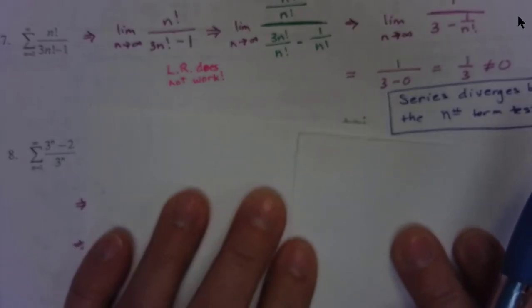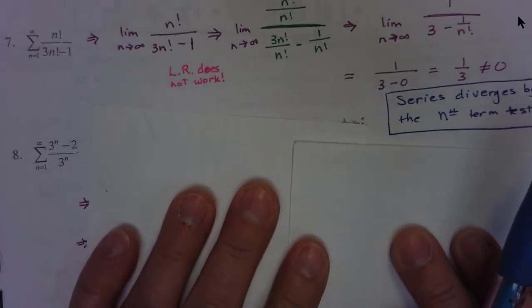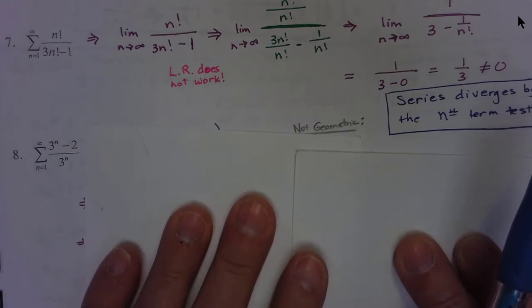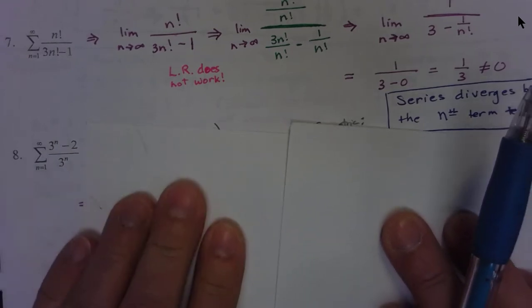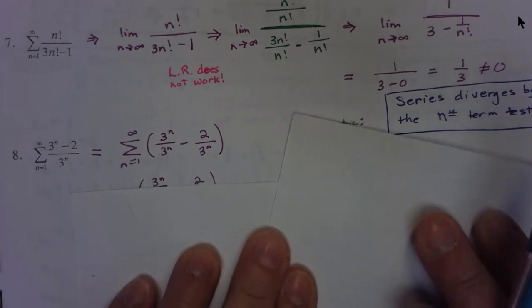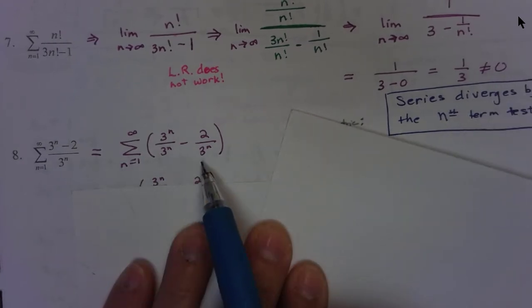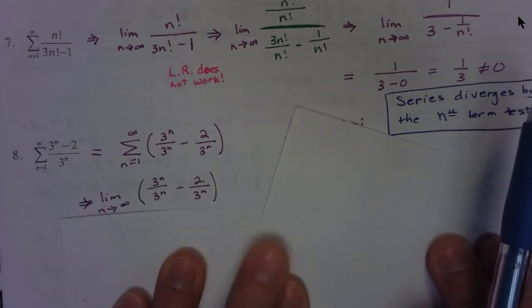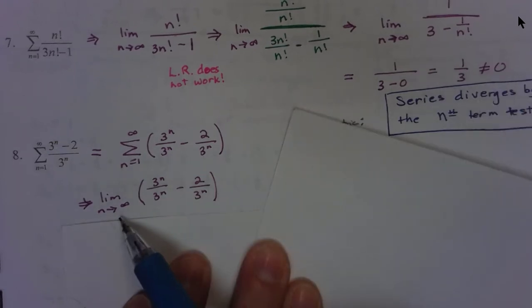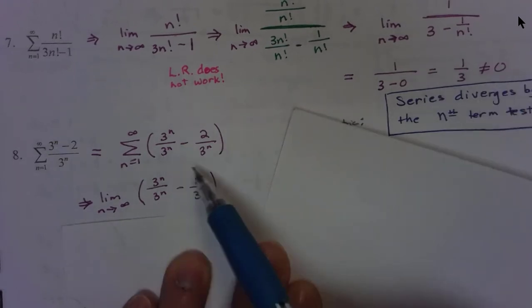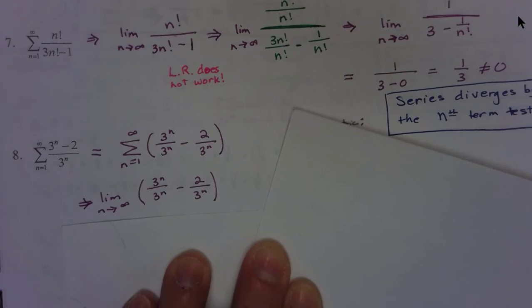All right, let's look at this one. Well, it's not really geometric because I got other stuff going on here, but let's divide it into two ratios. So I can now look at the limit. This is going to be how we get that nth term. A sub n is all of this.